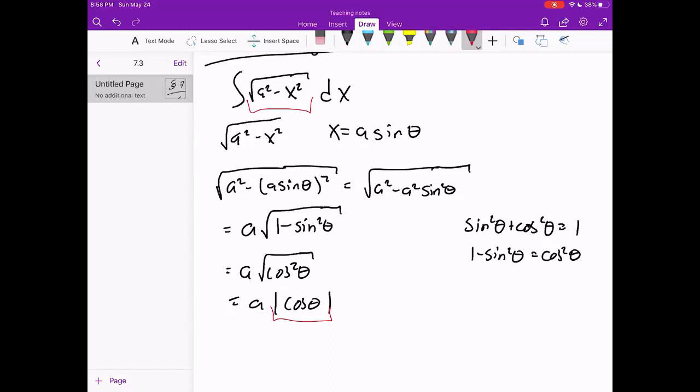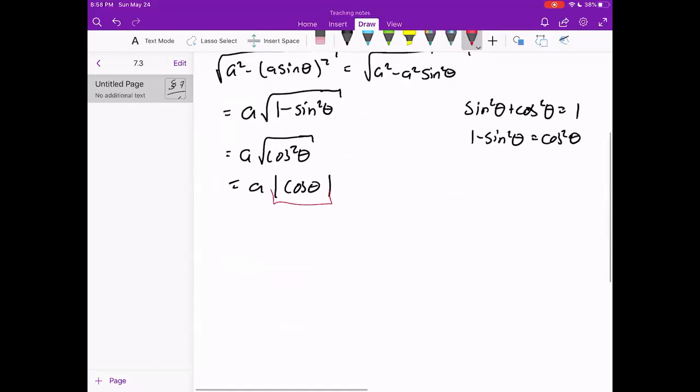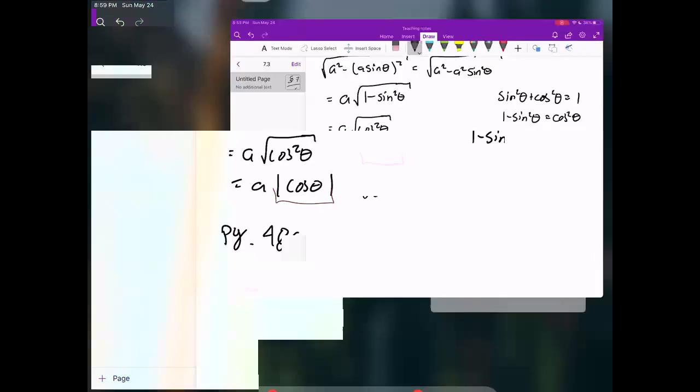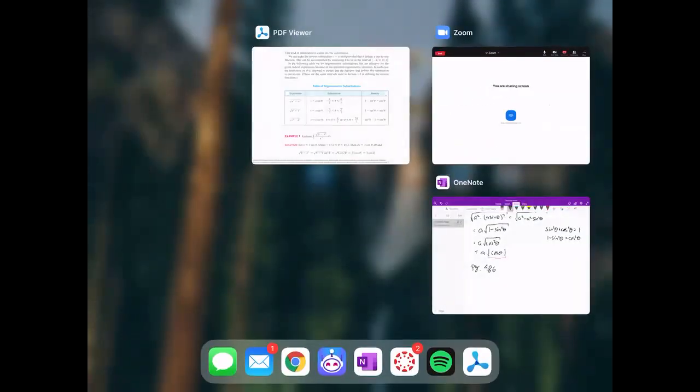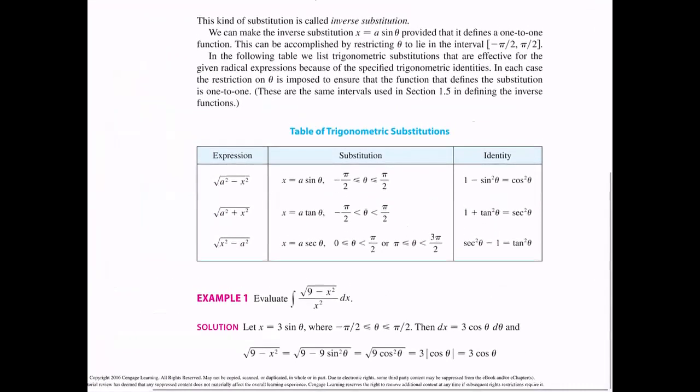So what we're going to do is I'm going to pull up the table of trigonometric substitutions. Go back to the black pen. It's on page 486. You'll see this table of trigonometric substitutions. You can use this to help yourself, but you should really just be familiar with the process and be familiar with what to look out for.